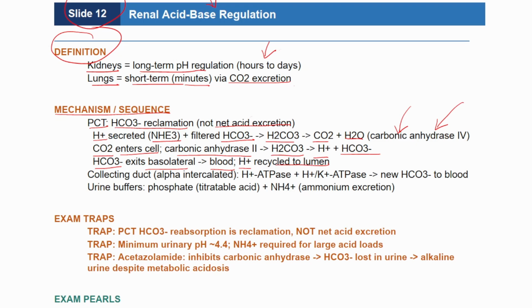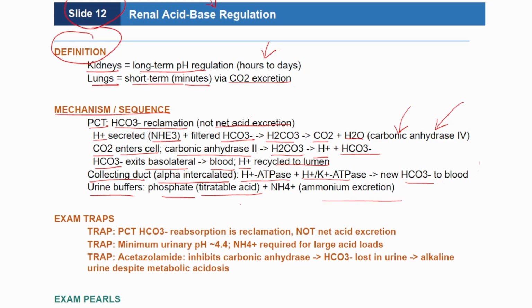Down the nephron, in the alpha intercalated cells of the collecting duct, hydrogen ATPase and hydrogen-potassium ATPase secrete hydrogen ions to add completely new bicarbonate to the blood. To prevent the environment from becoming too acidic, urine buffers like phosphate, acting as titratable acid, and ammonium excretion step in to catch those ions.